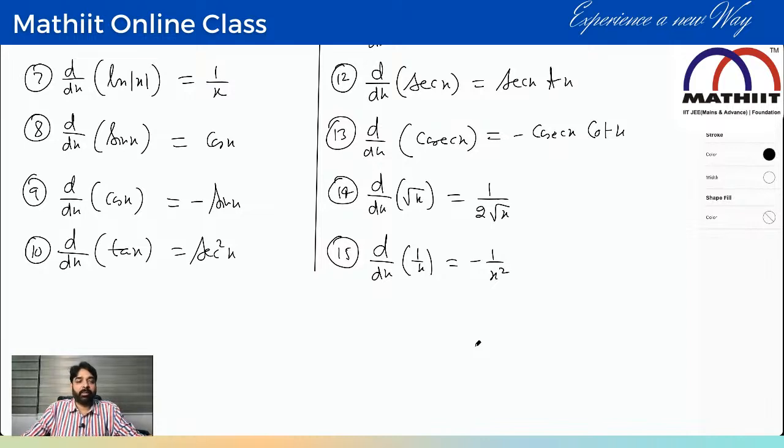I hope it's clear to everybody. Anyone can tell me, d by dx of 1 by x is minus 1 by x square. If you notice this, x square is always positive, it is never negative. We are talking about real values, be clear. x square is always positive, 1 by x square is always positive, so minus 1 by x square is always negative. Why is the differentiation of 1 by x always negative? Anyone can tell me?